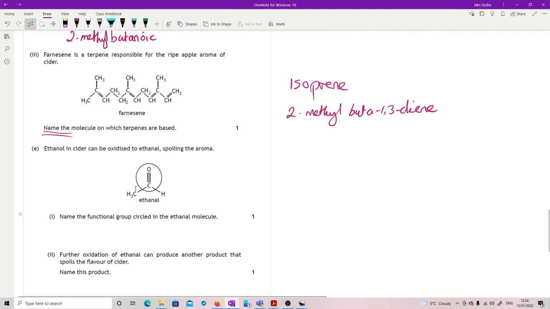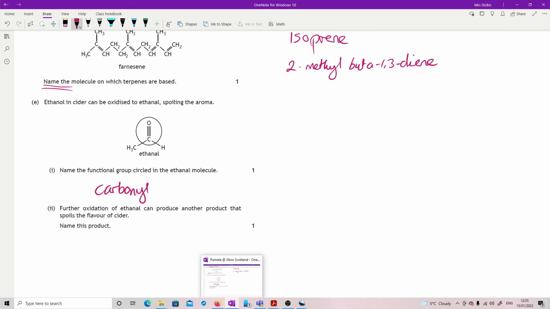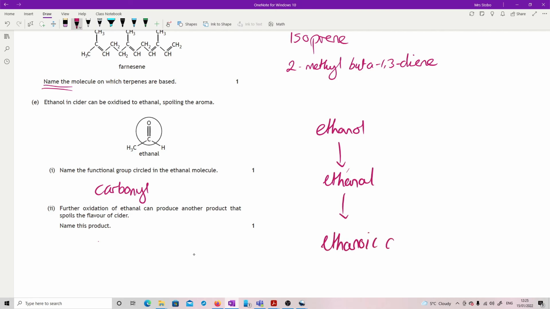For E, ethanol in cider can be oxidized to ethanal, spoiling the aroma. Name the functional group circled in the ethanal molecule here. That is the carbonyl. Further oxidation can produce another product that spoils the flavour of cider. Name this product. So ethanol has been oxidized to ethanal, which is then oxidized to ethanoic acid. And that's your mark. And that's the question.